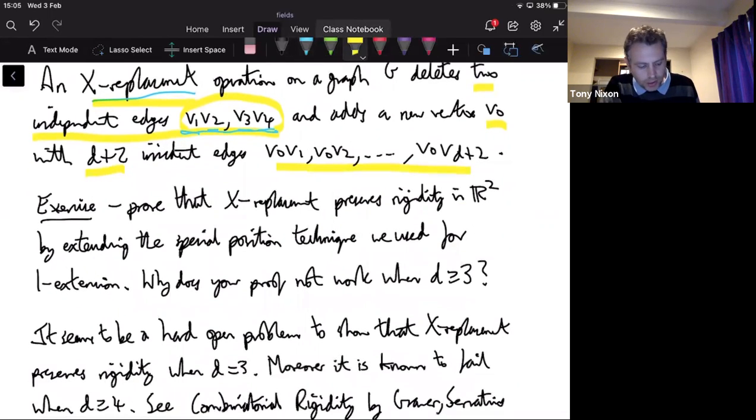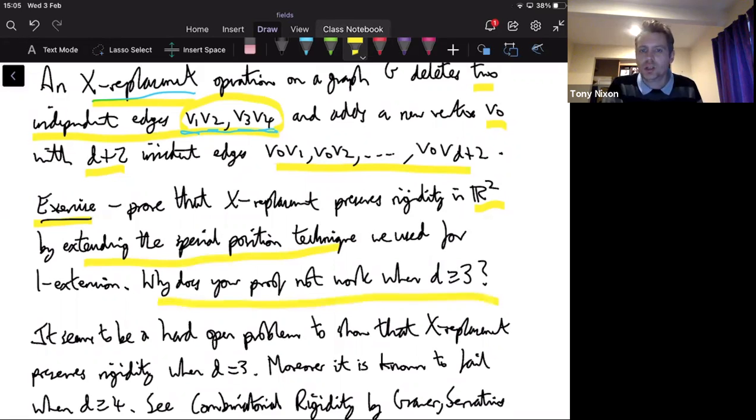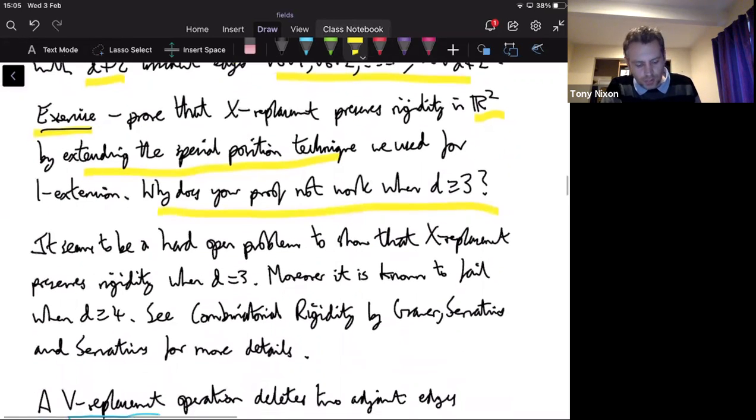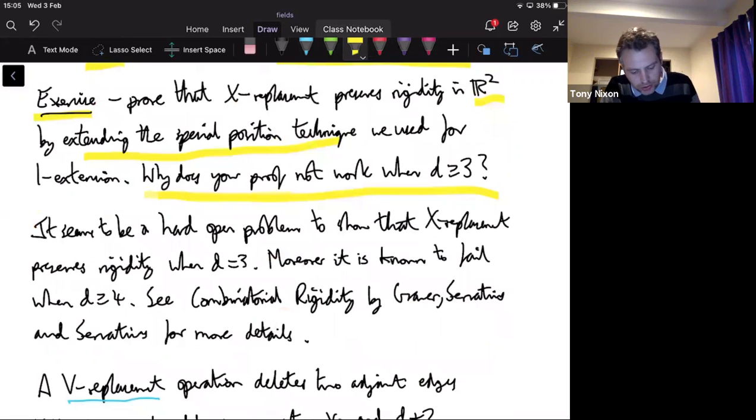Okay, so here's an exercise. If you want to have a go, consider the 2-dimensional version. So I delete 2 independent edges and add a vertex of degree 4 adjacent to the 4 endpoints. Show that this preserves generic rigidity in 2 dimensions. And the idea would be, if you remember the argument we used for 1-extension, we made a special position with a collinear triangle. Extend that technique, and then you might think about why your proof does not extend for higher dimensions. Okay, and this maybe makes you wonder, does it work in higher dimensions?